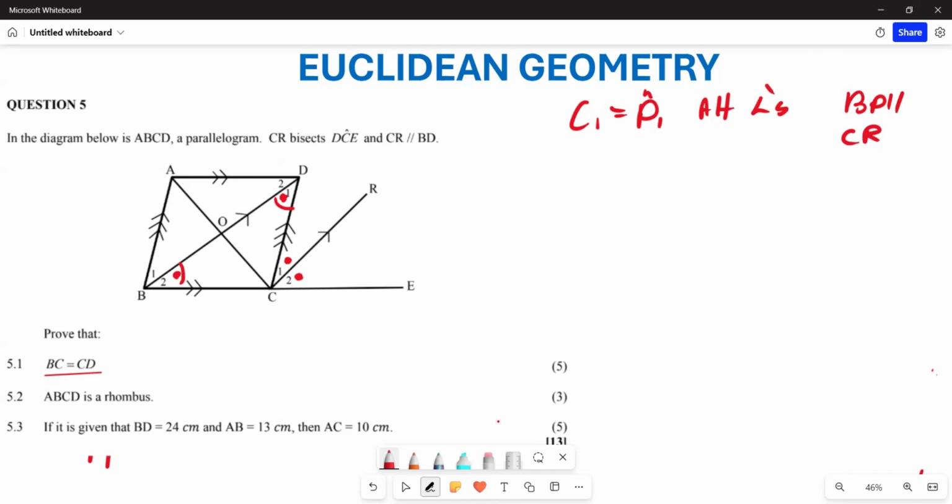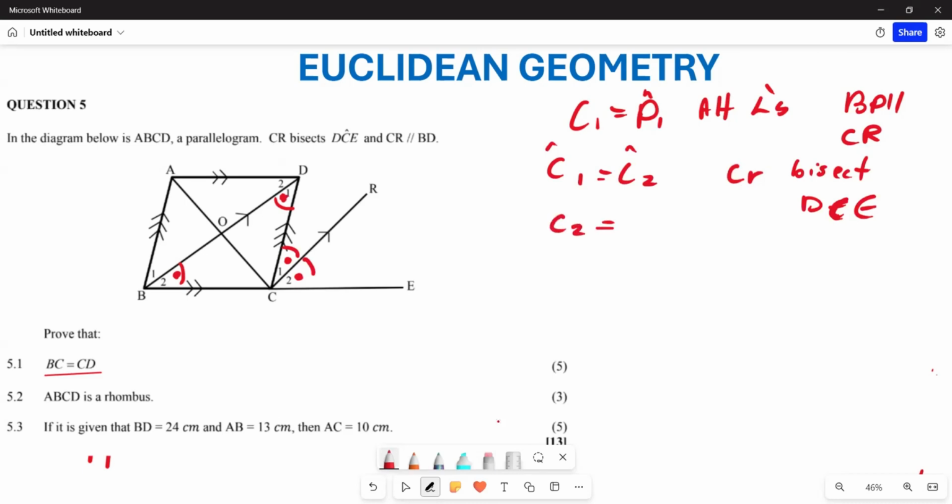Now, what else can you do? I want you to check here. Can you see that your C1 is also close to your C2? Remember, they told us that CR bisects angle DCE altogether. So it makes these two angles equal to each other, because bisect means it cuts the angle into equal halves.